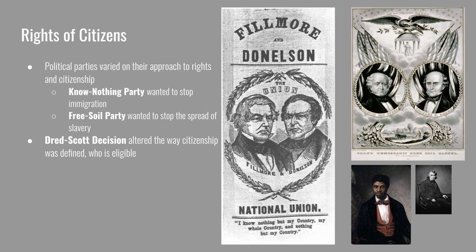The Dred Scott decision altered the way that citizenship was defined for African Americans early in this period by making them ineligible for citizenship. The Chief Justice, Roger Taney, decides that African Americans are not intended to be citizens under the eyes of the Constitution. This will later change through a constitutional amendment in the 13th, 14th, and 15th Amendments.